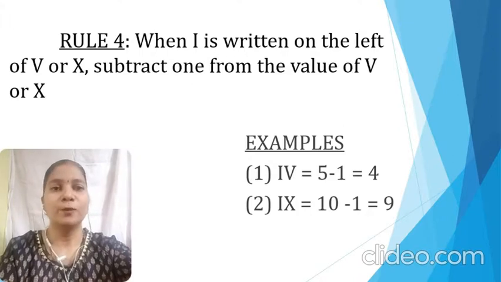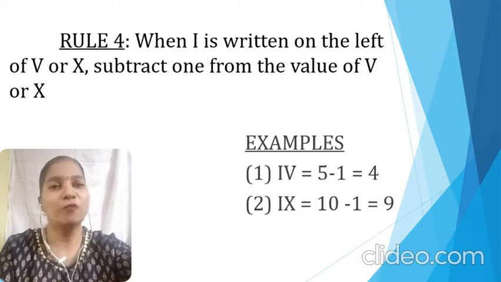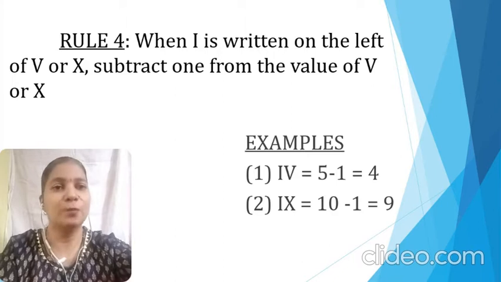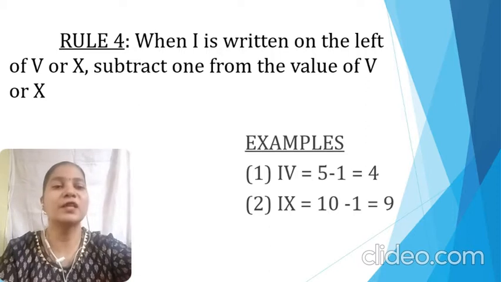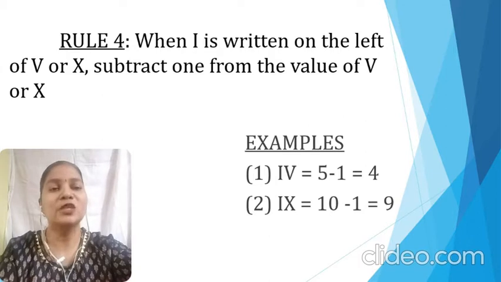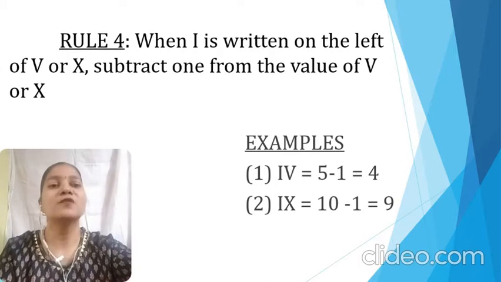Rule number 4. When I is written on the left of V or X, subtract 1 from the value of V or X. This is the opposite of rule 3. Here, if we write the symbol I on the left-hand side of V or X, then it will be minus. For example, I and V. Which number is greater? V is greater. So 5 minus I means 5 minus 1, which is equal to 4.